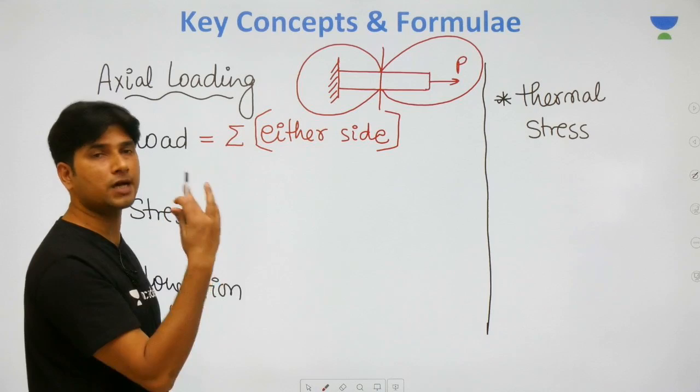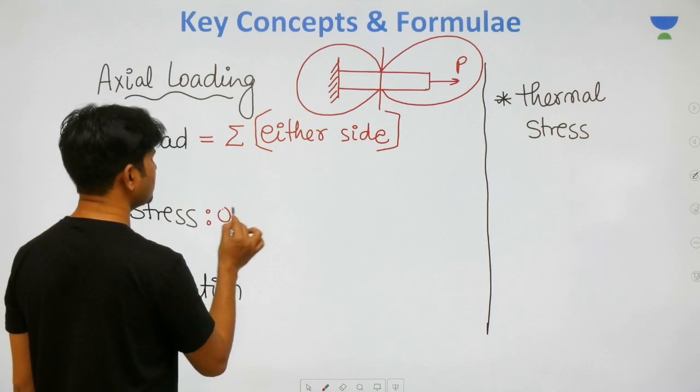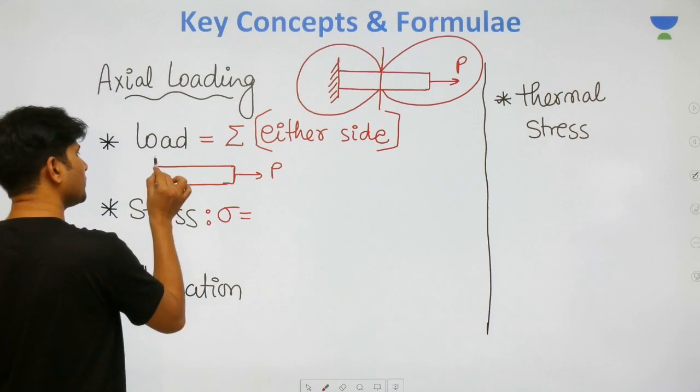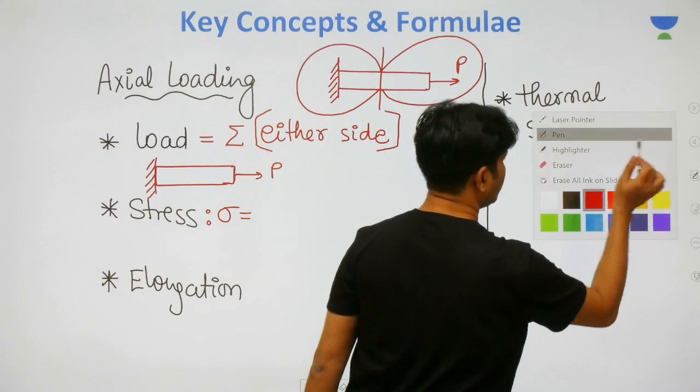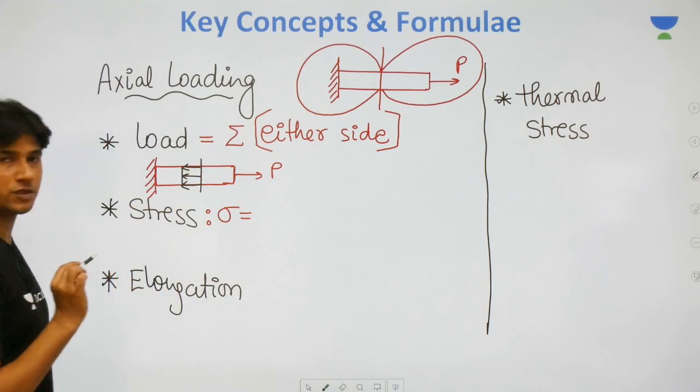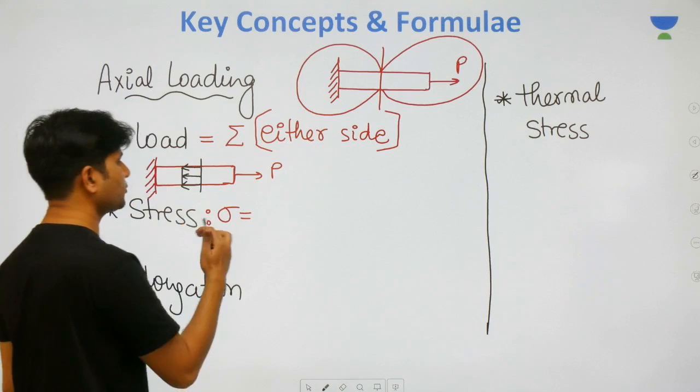Now let us talk about the stress. Stress due to axial loading will be uniform. If you have an axially loaded member, then to resist that axial load, stress will be induced at any given point, at any given cross section. It will be uniformly distributed. At one given section, you will have the same value, top to bottom. And how would you decide that value?